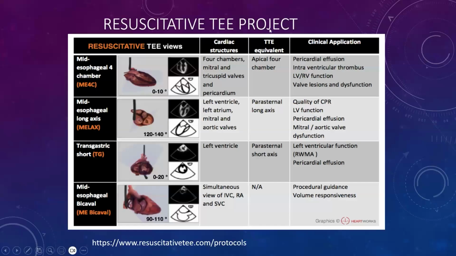Okay. And this is also showing you the TTE equivalent of these views that you could get. Transgastric short axis, like I said, is very similar to your parasternal short axis, just mirrored, right? So very good at seeing regional wall motion abnormalities amongst your coronary distribution. I personally like pairing it with the transgastric two-chamber view to see the entire length of the anterior and inferior LV walls. And then we have your mid-esophageal bicaval view. Very good for procedural guidance and volume responsiveness.